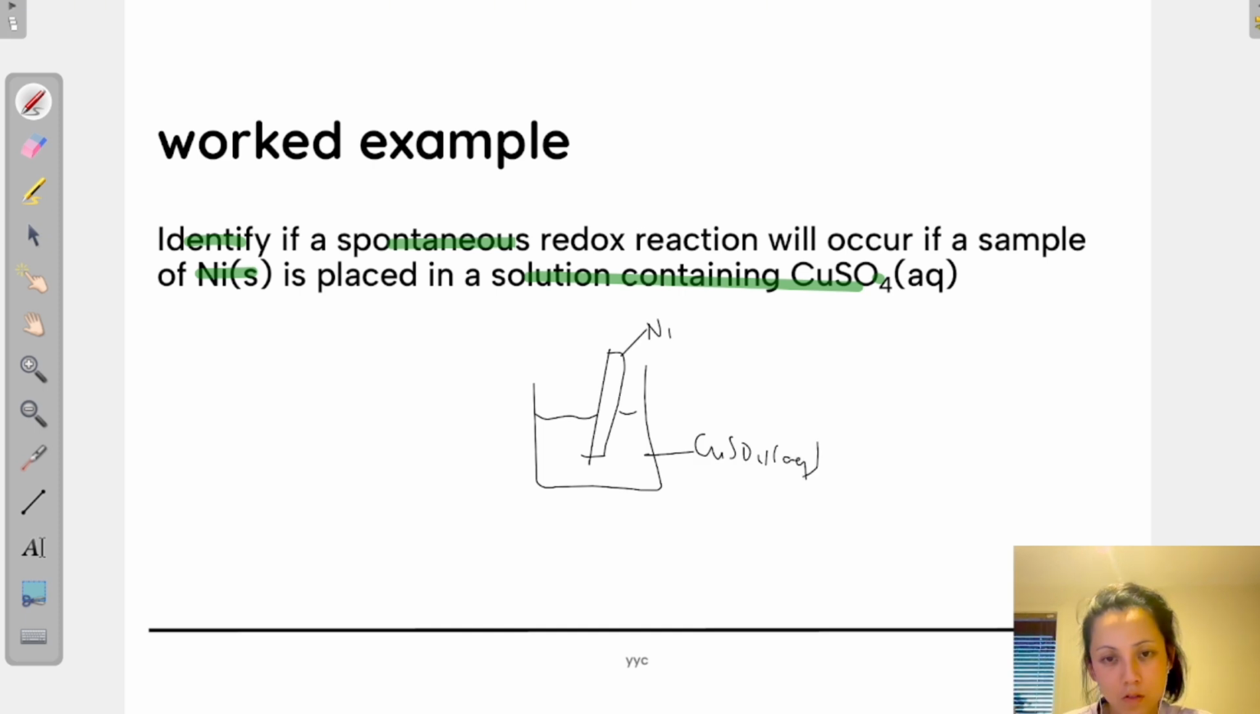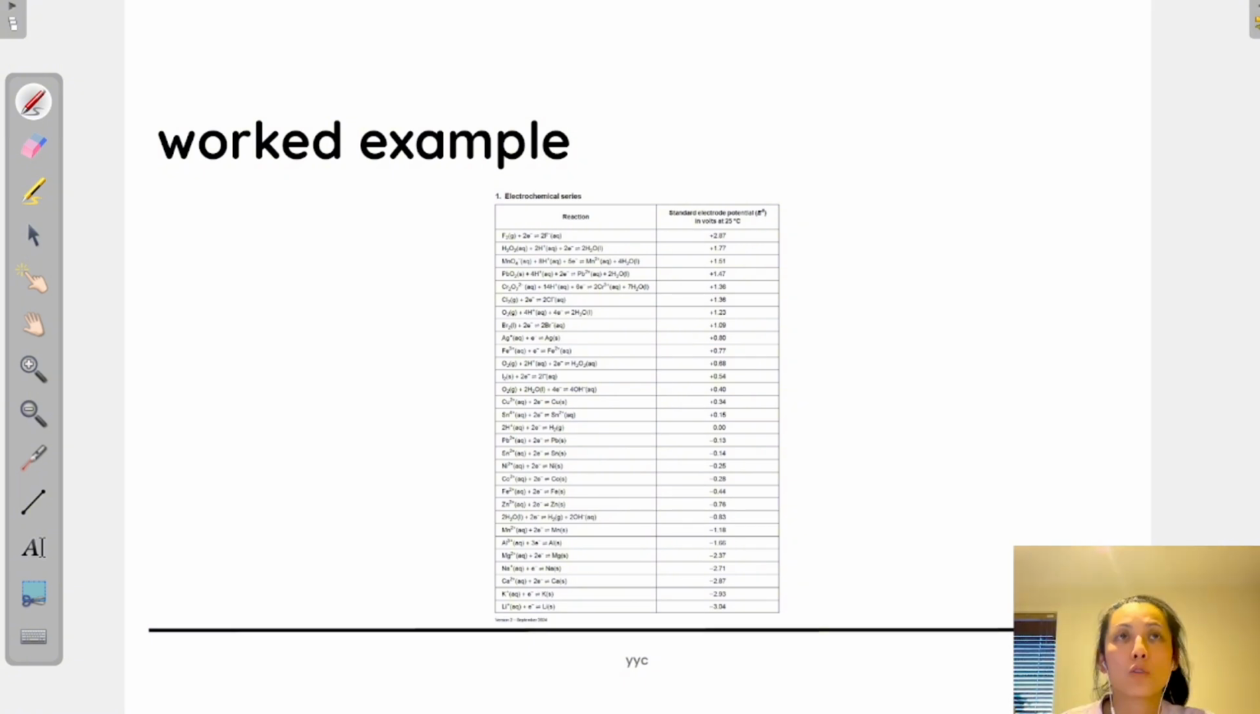Cool. All right, let's go to the electrochemical series. And all I want you to do is to circle everything that's involved in this reaction. So before, what we had here was nickel solid. We had copper sulfate solution.